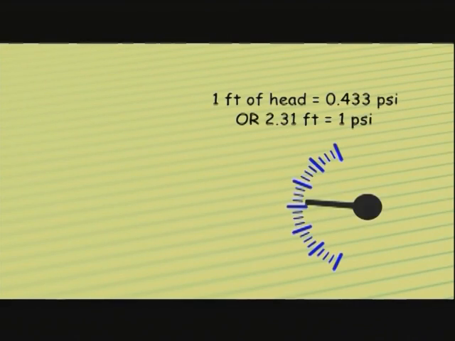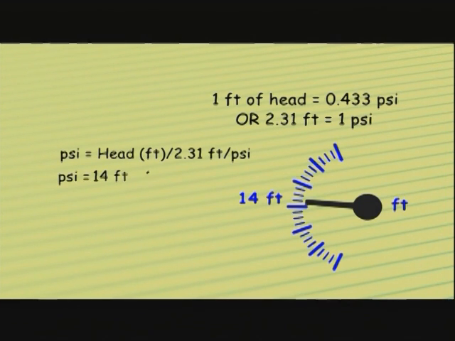Make sure you know these conversion factors, as water operators often need to convert back and forth between psi and head. If we have a pressure gauge reading of 14 feet, how many psi is that? We take the 14 feet divided by 2.31 feet per psi. The feet cancel out and we are left with 6.06 psi.